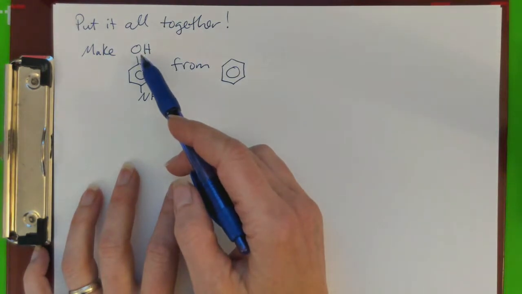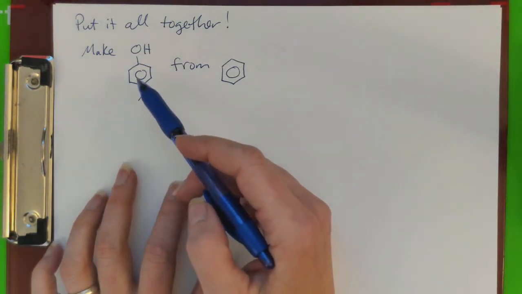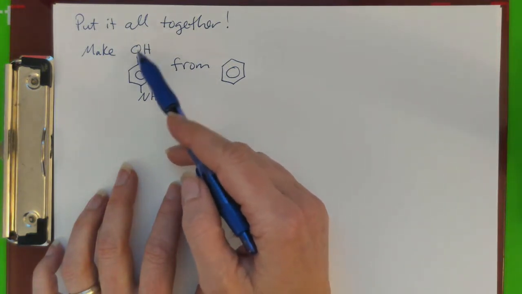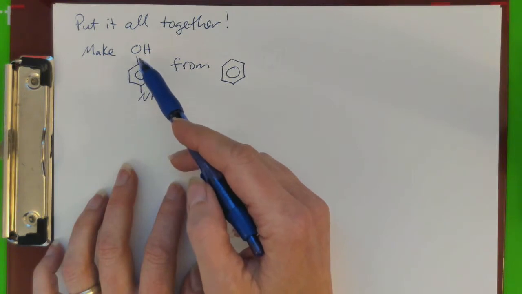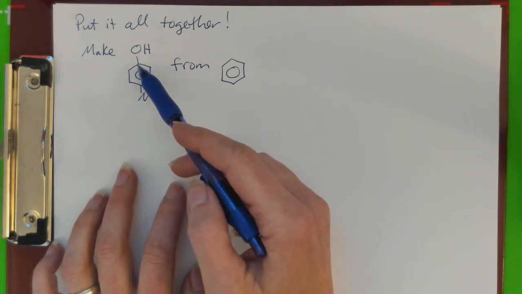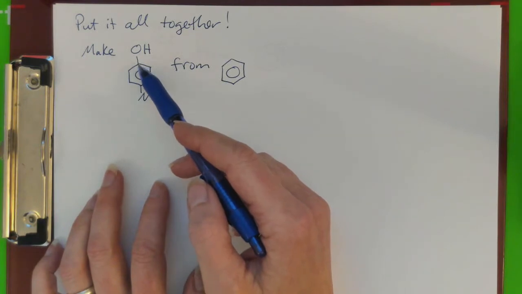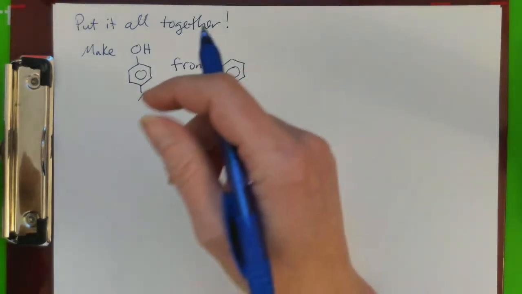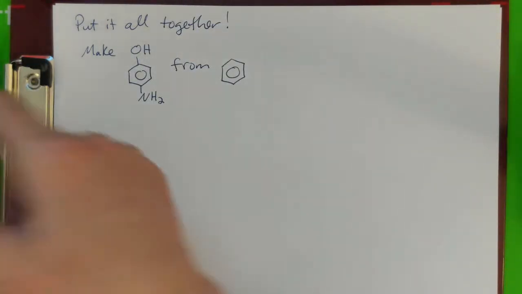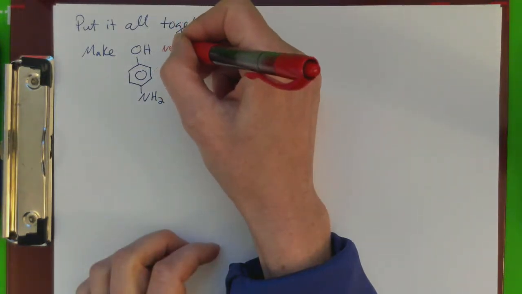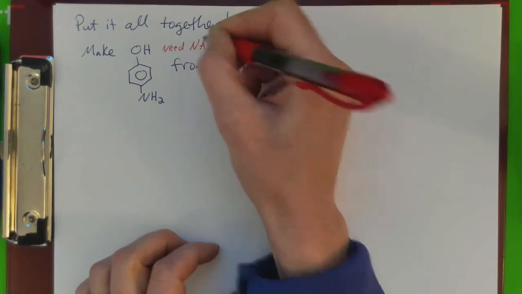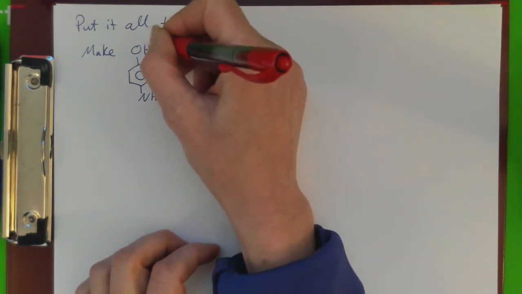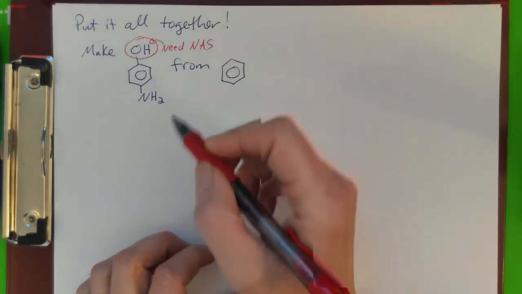When I see the OH group on the benzene ring, I know that I can't directly put an OH group on a benzene ring using electrophilic aromatic substitution reactions. So I must be using a nucleophilic aromatic substitution. I'll put my notes in, it doesn't matter what color. So we need an NAS, nucleophilic aromatic substitution reaction, to get this group on.